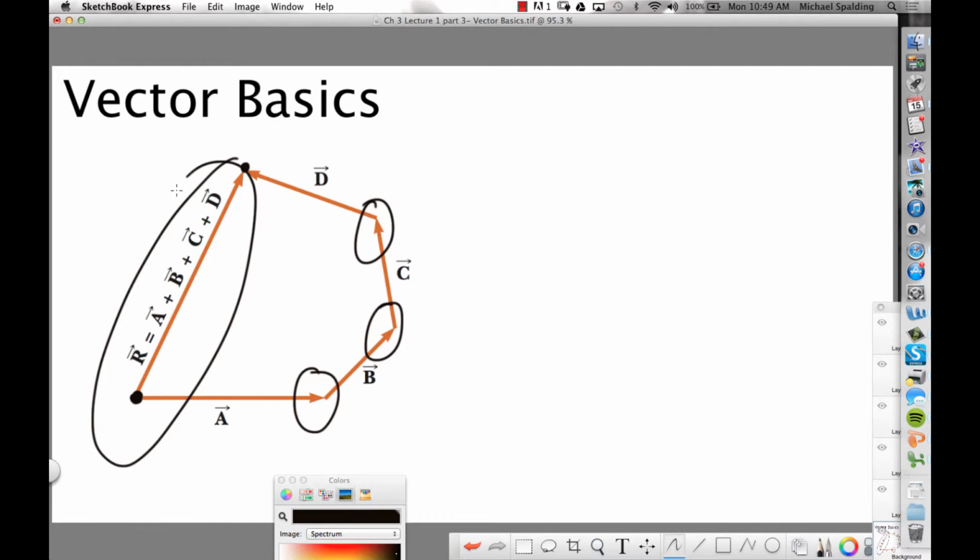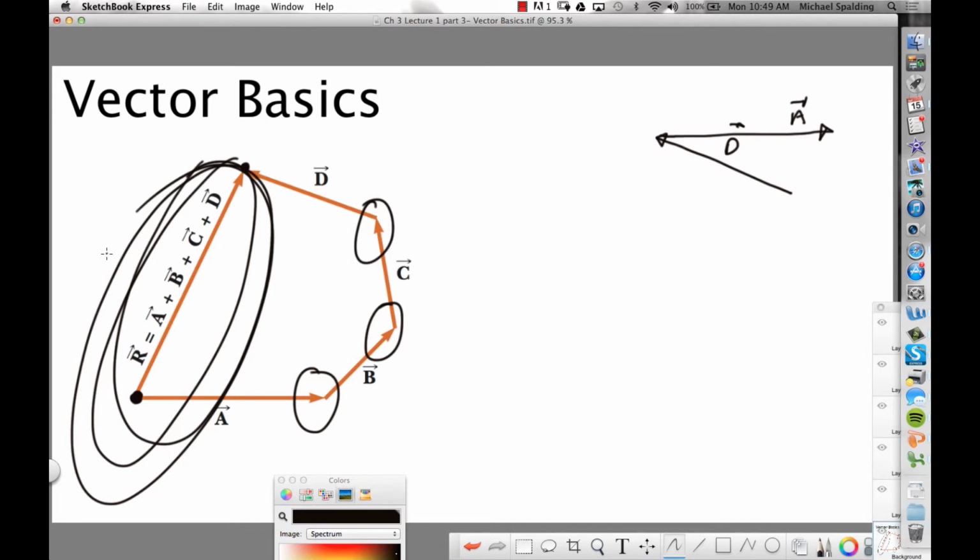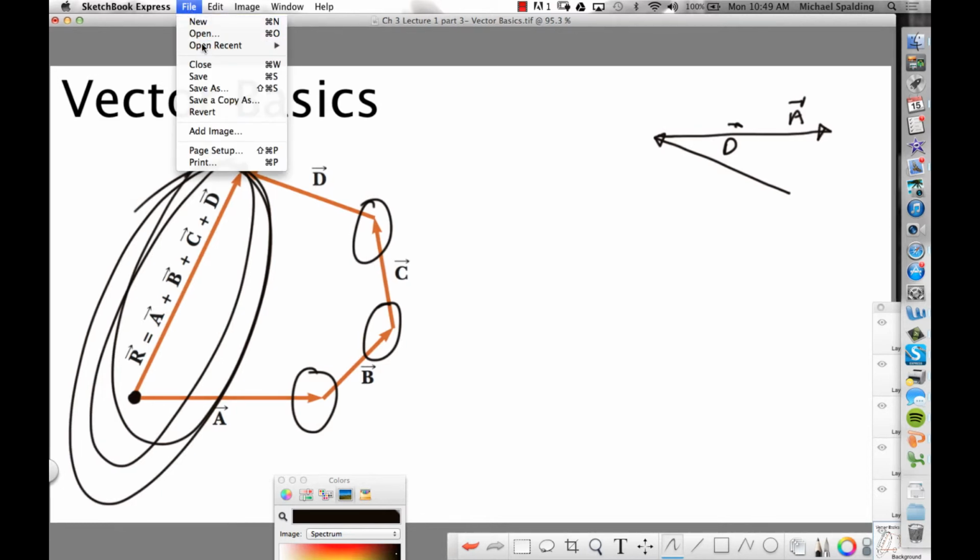Okay? Now, before we go to the next screen, if we added these vectors in a different order, so say for example we did vector D first, so there's vector D, and then we did vector A, something like that. Let's just say you put them together in a different order. Would you get the same resultant vector if you did it in a different order? Yes, you would. It does not matter which order you put them in. You'll get the exact same answer, okay? All right, next screen.